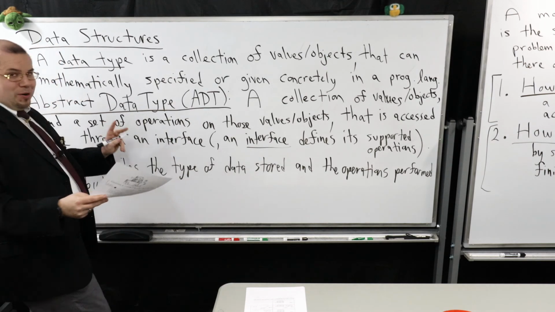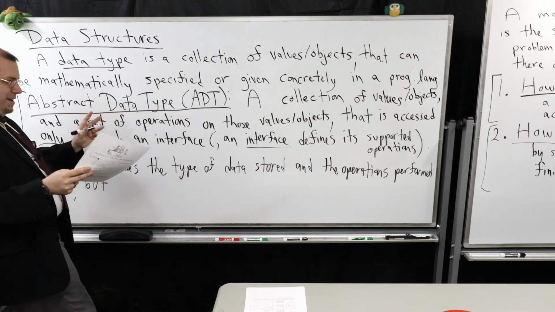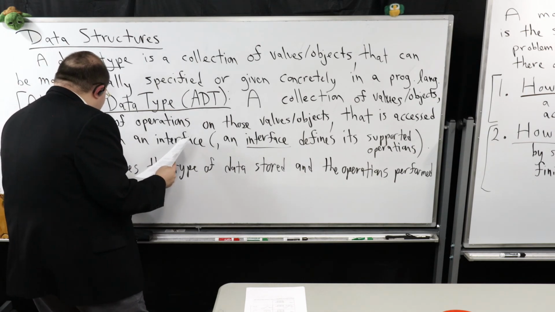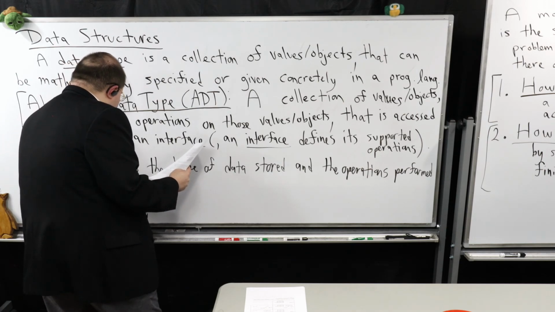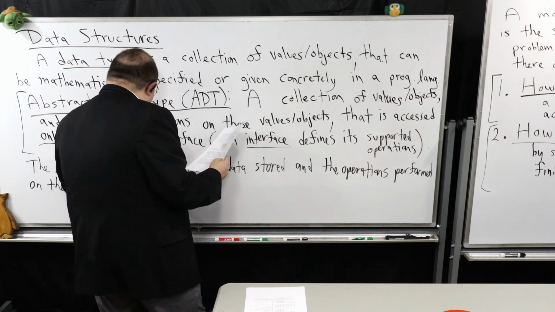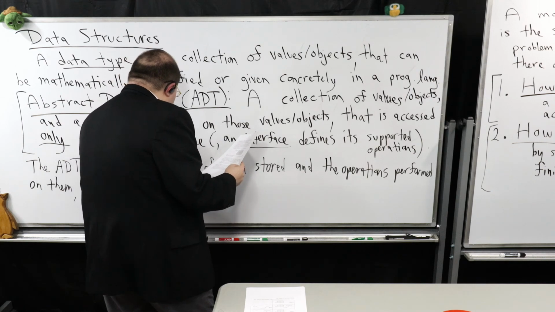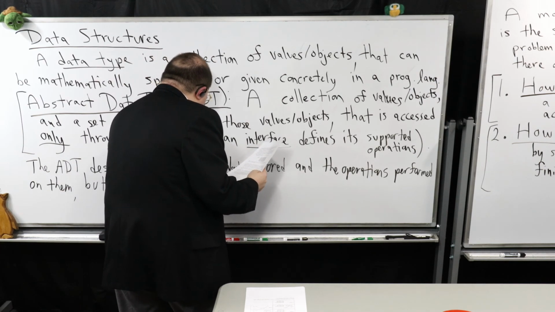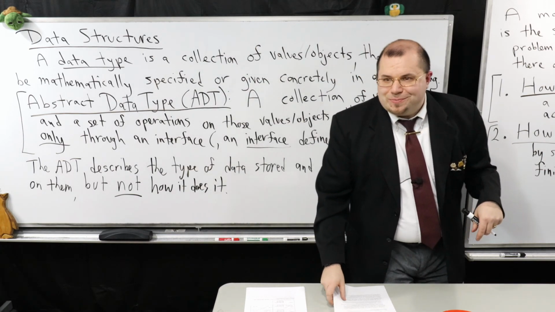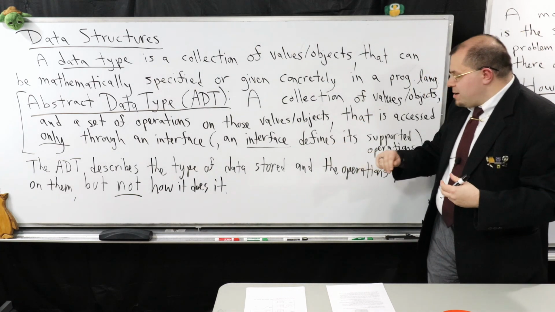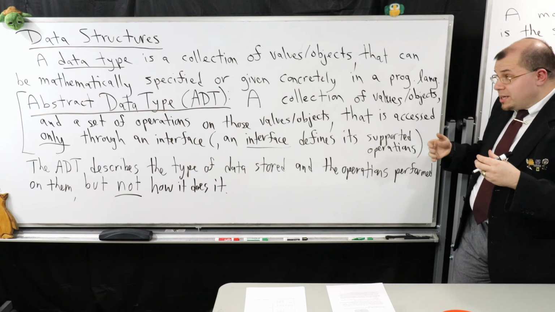But now this is the part that's going to make it distinct of what an abstract data type is compared to something else that you may be familiar with, but not how it does it. So you could just think of it like a definition. We're going to see an example of one of these in a moment.